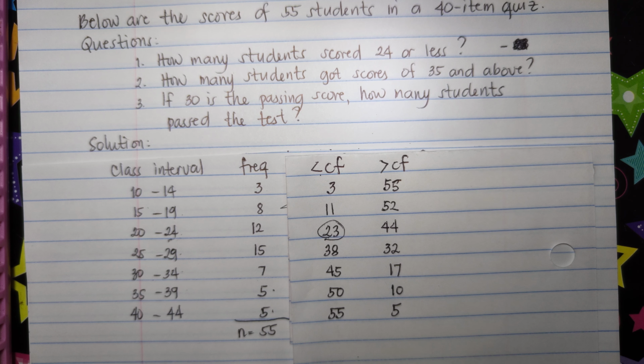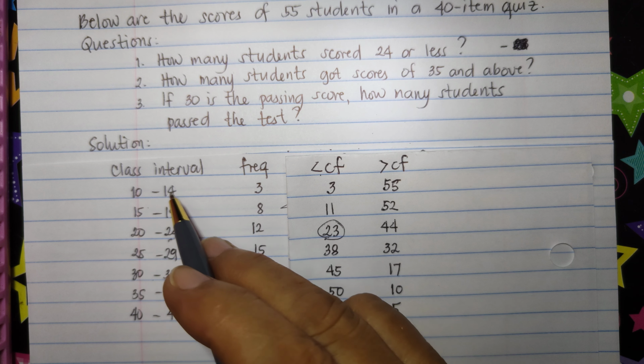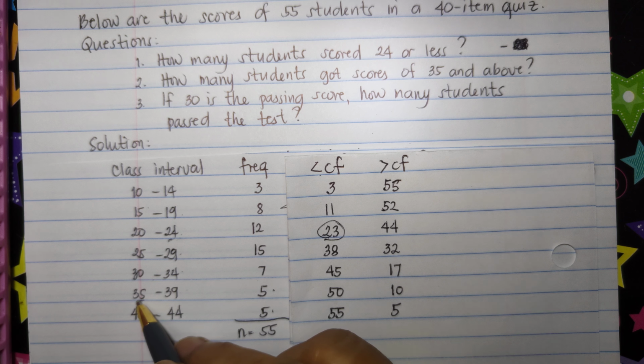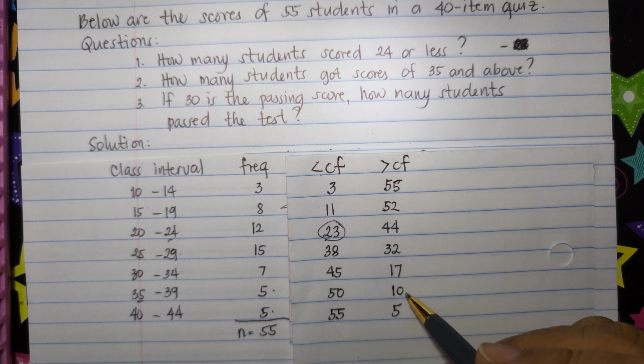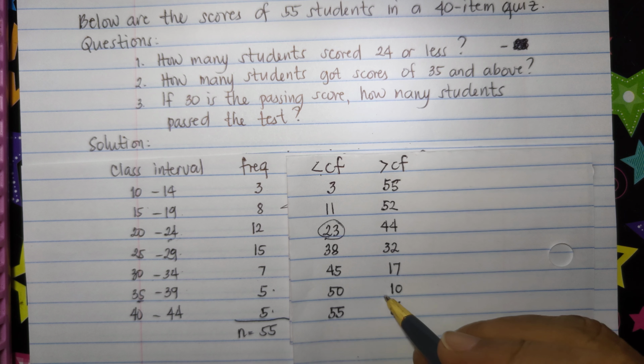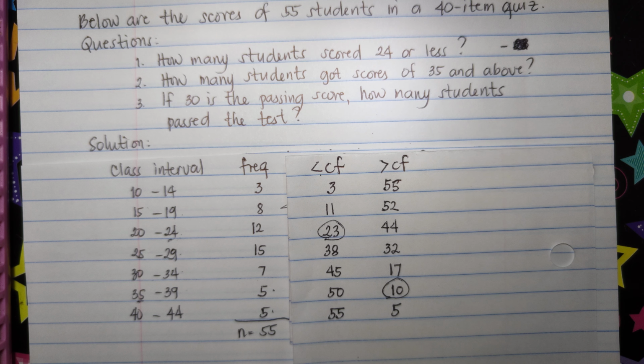Now for question number 2, how many students got scores of 35 and above? So here again in the class interval, we have 35. Now going to the right, since it's 35 and above, we use the greater than cumulative frequency. So here we have a 10. So the number of students who got scores of 35 and above is 10.